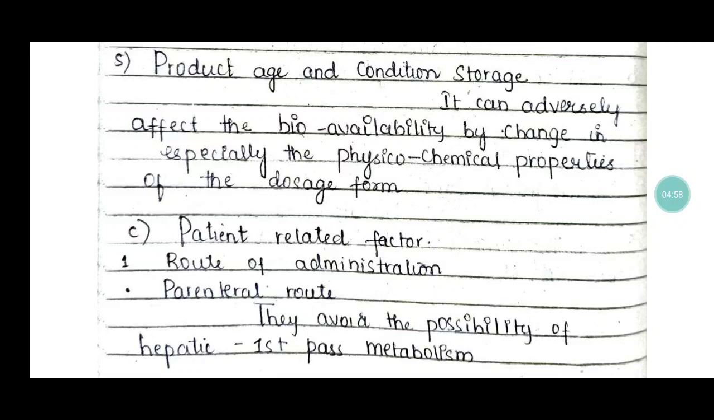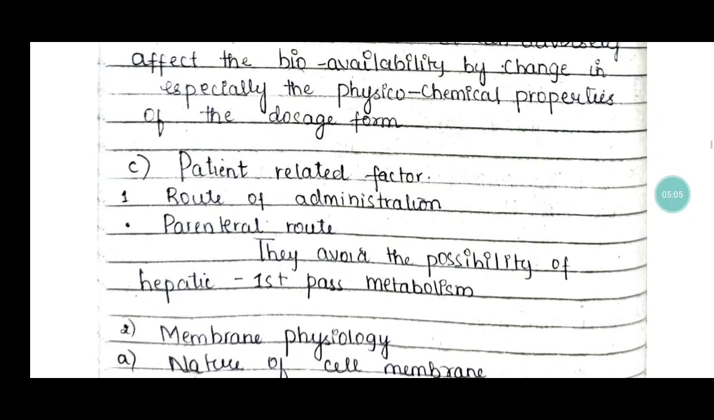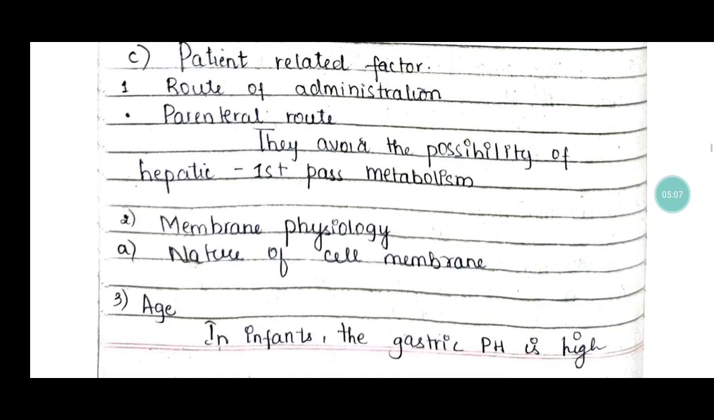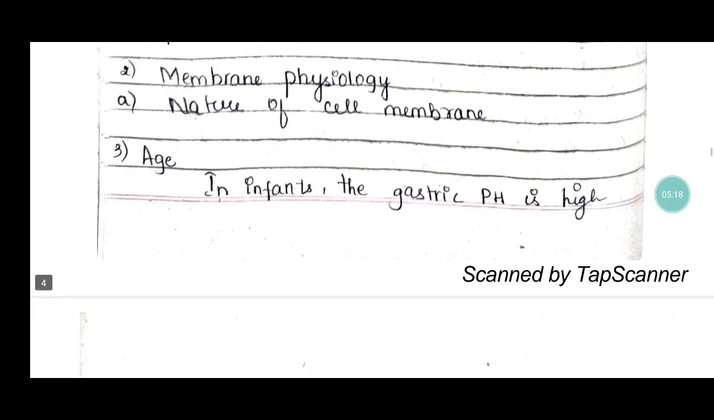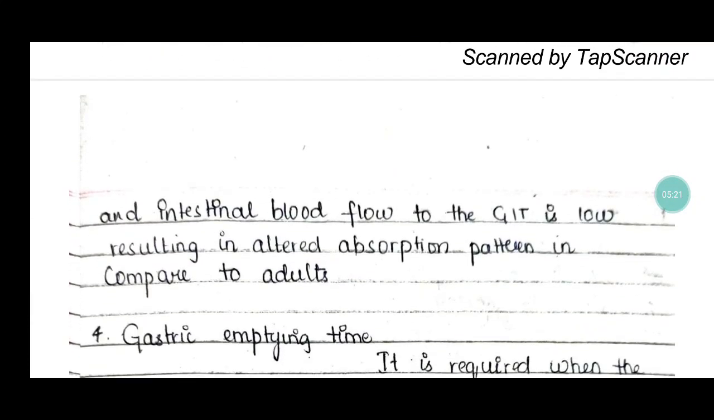It has parenteral, oral and transmucosal routes. So we'll see the parenteral route. They avoid the possibility of hepatic first pass metabolism. And number second, membrane physiology, in that nature of the cell membrane. Number third, age. In infants the gastric pH is high and the blood flow to the gastrointestinal tract is low, which results in an altered absorption pattern compared to adults.